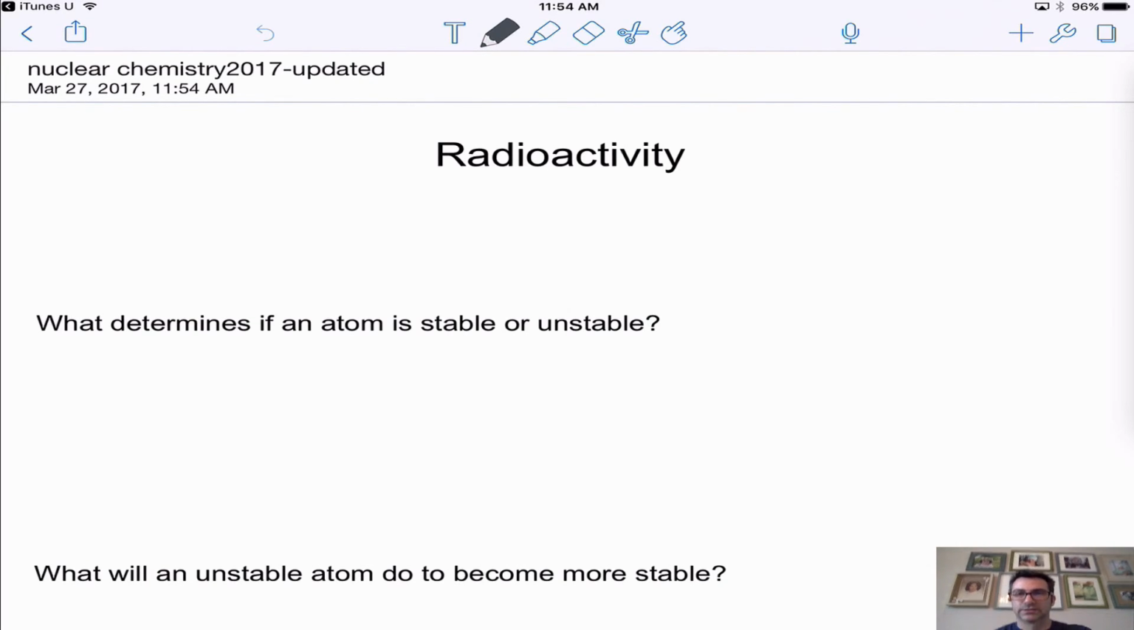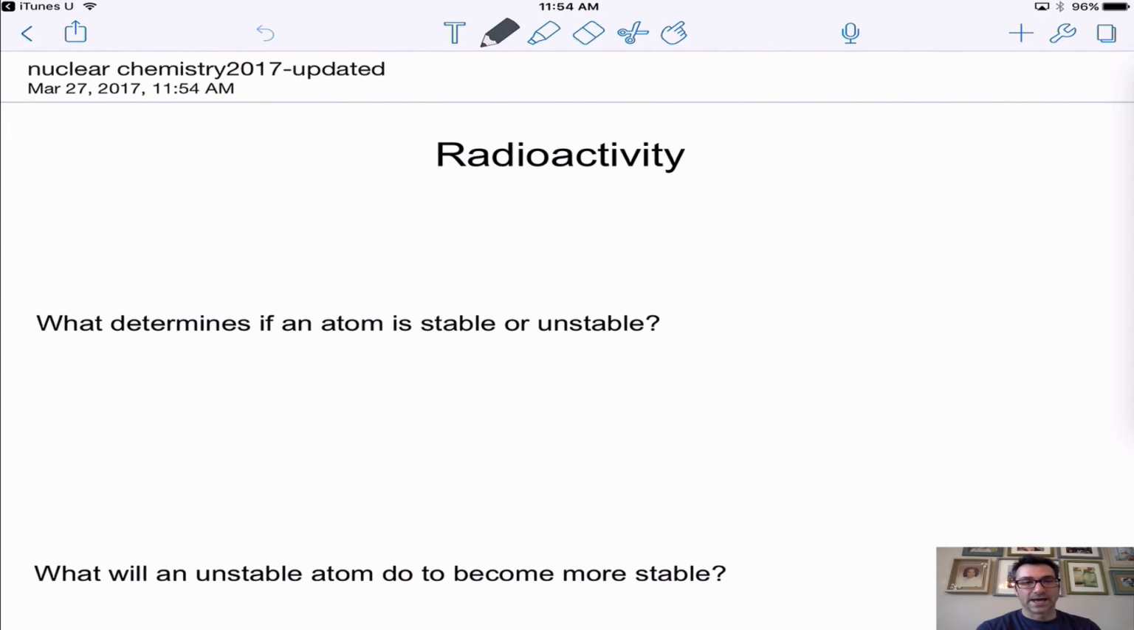Alright, welcome everybody. So today I'm going to talk to you about radioactivity and about what it means to be a stable versus an unstable nucleus. We'll try and get into natural transmutation and maybe a little bit about artificial transmutation, depending on how quickly I can go through this and still make it understandable.